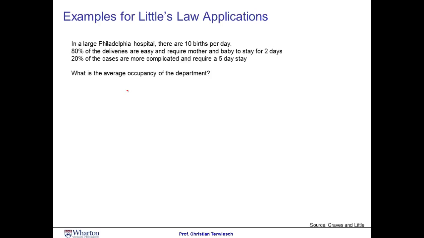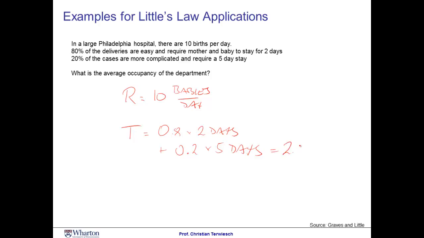First of all, observe that the flow rate here is simply 10 babies per day. The flow time is the average time a baby spends in the department. With an 80% probability, it's going to be 2 days. And with a 20% probability, it's going to be 5 days. That is 1.6 plus 1 equals 2.6 days.